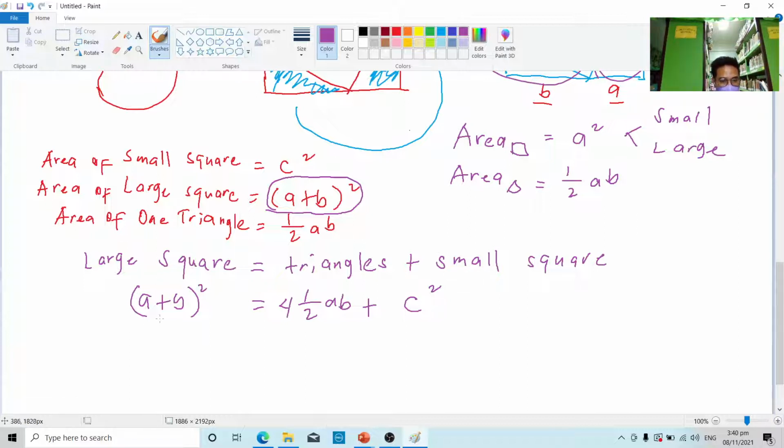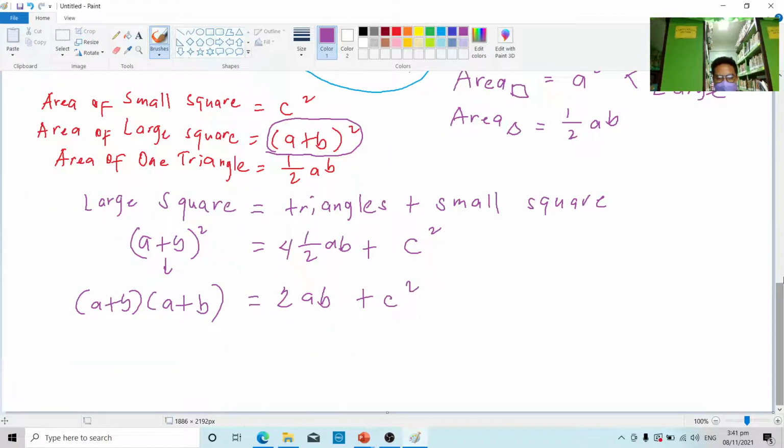Now, di ba the equivalent of this binomial, we have A plus B, A plus B. Then, after nyan, i-expand natin siya. Is equal to 4 times 1 all over 2, that is 2AB plus C squared.